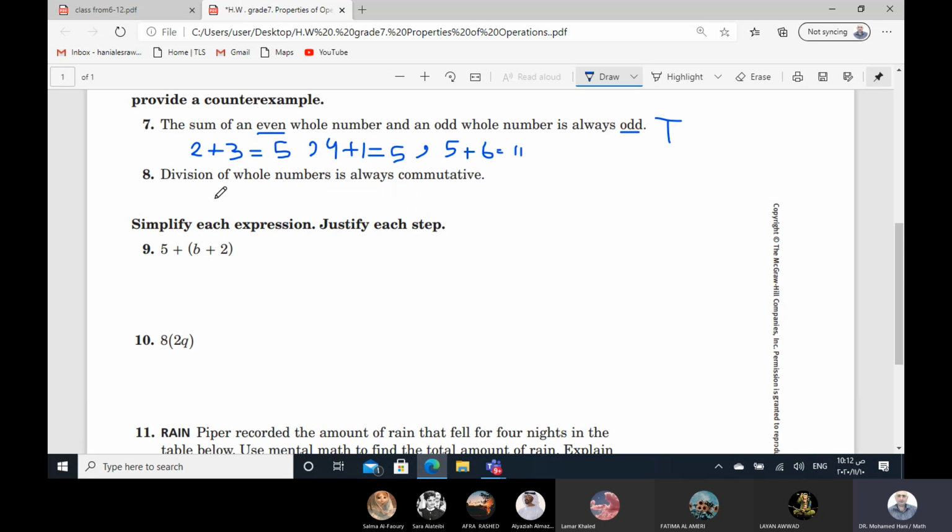Now, division of whole numbers is always commutative. For example, is 8 divided by 4 equal to 4 divided by 8?